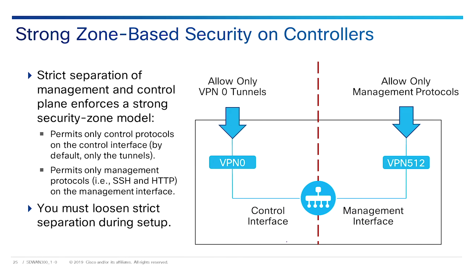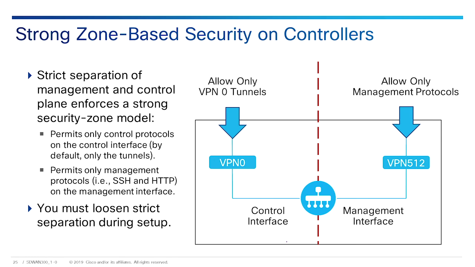So remember we talked about the fact that we had pretty strong zone security between the control interface and the management interface. On VPN 0, we only allow tunnels, and on VPN 512 we only allow management protocols, right? Because of this strict separation, only control protocols are going to be committed by default on the control interface, only tunnel interfaces. So if we're terminating a tunnel, we can terminate it on VPN 0. We can't do that on VPN 512, which is a management interface and only terminates SSH and HTTPS sessions.